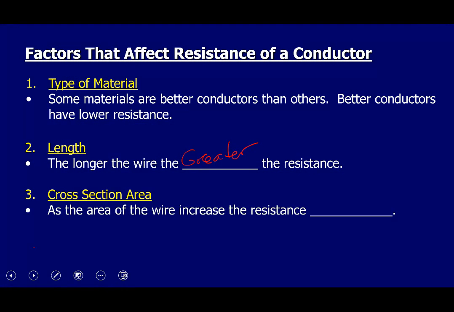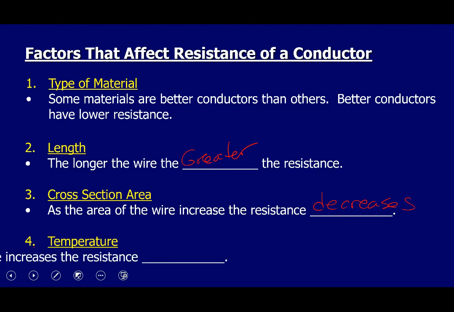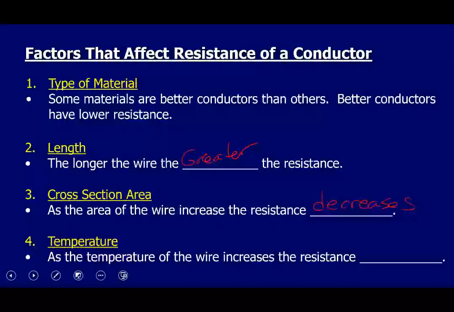Cross-sectional area. As the area of the wire increases, the resistance decreases. Again, if you think of it in terms of force, a fatter wire is easier to push the electrons through than a skinnier wire, because the skinnier wire's got less area, less room for you to push electrons through. And then finally, we've already discussed this, the temperature. As the temperature of the wire increases, the resistance increases.